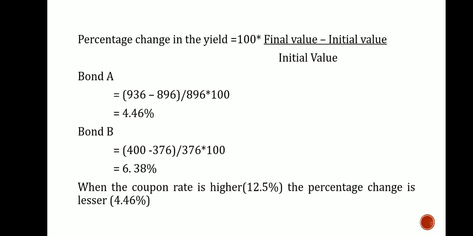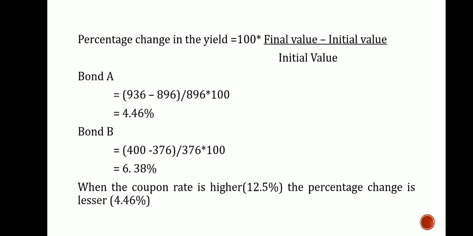Now we need to calculate the percentage change in the yield amount. The formula is percentage change in the yield is equal to 100 into final value minus initial value divided by initial value. Here final value is the value after change in the yield. Here it is value at 14% yield. Initial value is the value of yield given in the problem, that is at 15% yield.